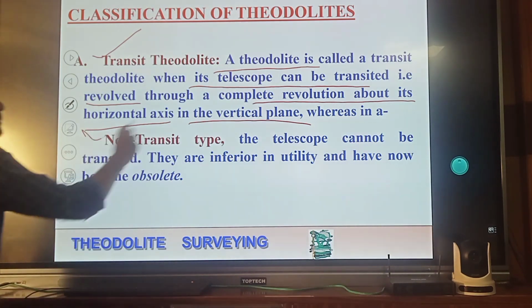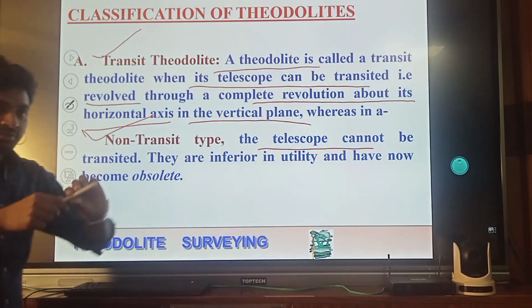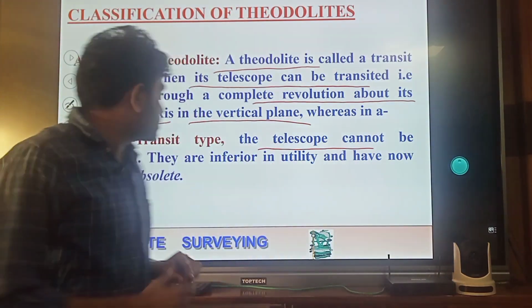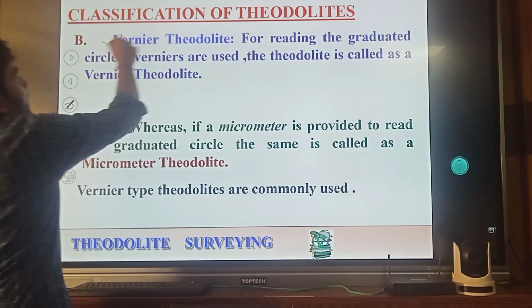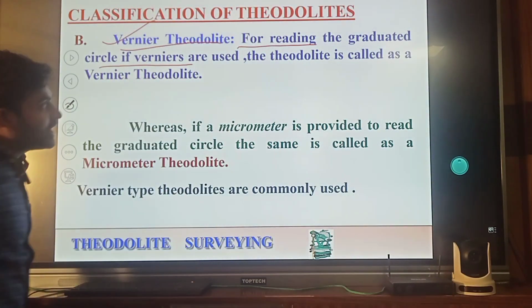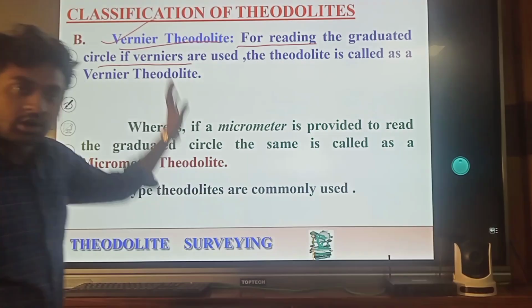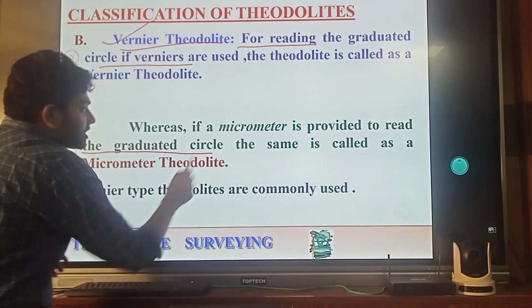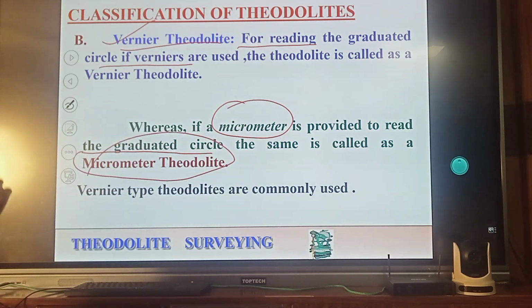Non-transit theodolite means the telescope cannot transit. When the telescope cannot transit, this is called a non-transit theodolite. Next, the vernier theodolite. A vernier is used for reading the graduated circle. When a vernier is used, it is called a vernier theodolite. When the graduated circle uses a micrometer, it is called a micrometer theodolite. There are two categories: vernier theodolite and micrometer theodolite.